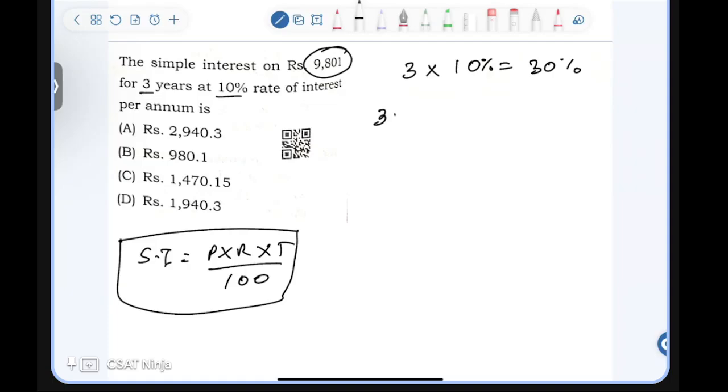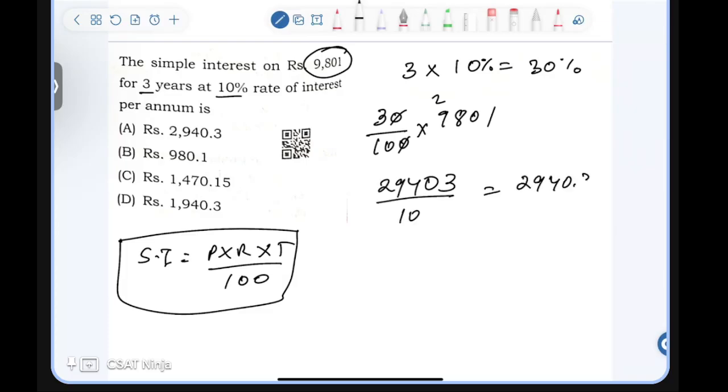So 30%, can I just write 30 divided by 100 into the principal, which is 9801. So 0, 0 cancel. 3 ones are 3, 3 8s are 24, 4 and 2 carried is 29... divided by 10. So which means 2940.3. So that's how you can approach simple interest.